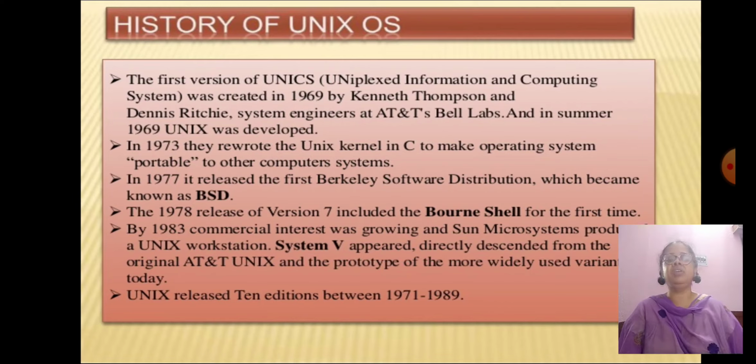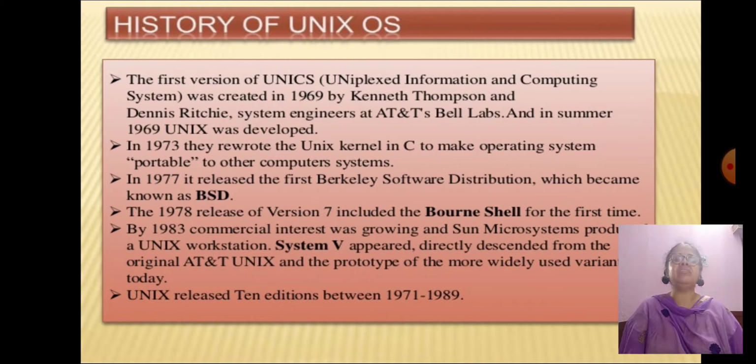History of Unix operating system. The first version of Unix, Uniplexed Information and Computing System, was created in the year 1969 by Kenneth Thompson and Dennis Ritchie, system engineers at AT&T Bell Labs, and in the summer of 1969 Unix was developed.